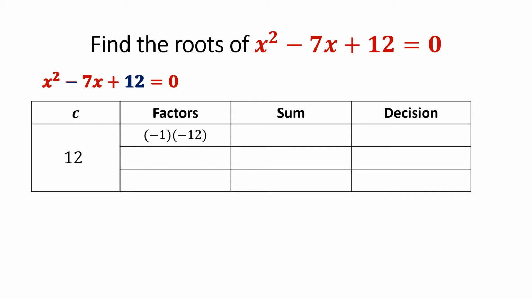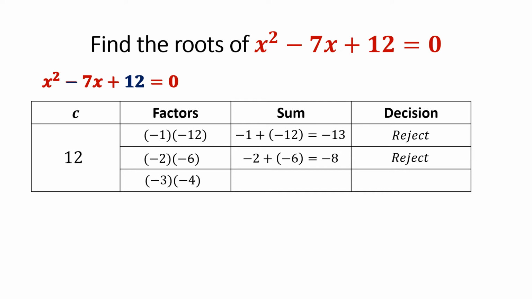We need to get the sum. It should be negative 7. However, it's negative 13. That's why our decision is that it will be rejected. Next, negative 2 and negative 6. So we need to add that. That's negative 8. Once again, it's not yet negative 7. So we need to reject that. Let's have this one. Negative 3 and negative 4. So negative 3 plus negative 4 is negative 7. So we need to accept that.